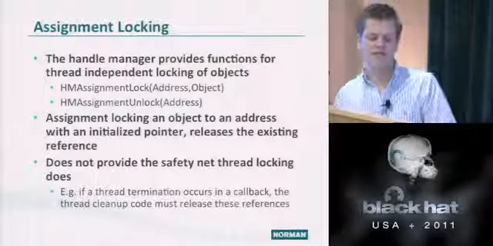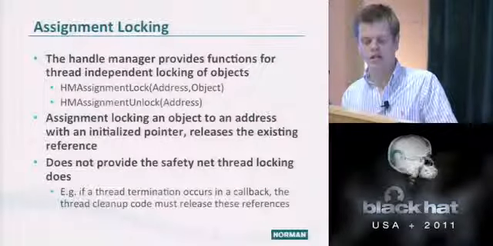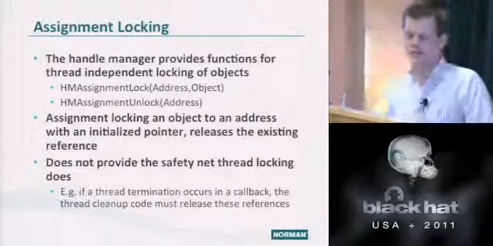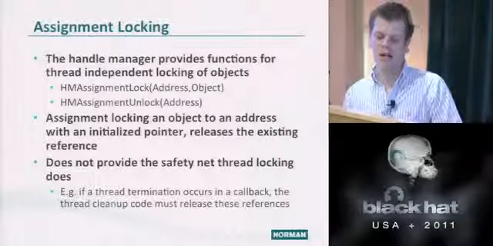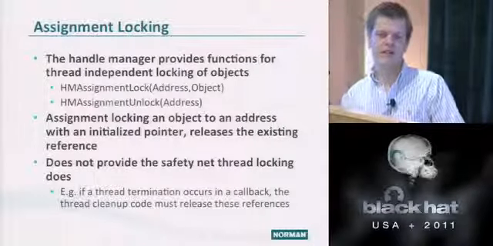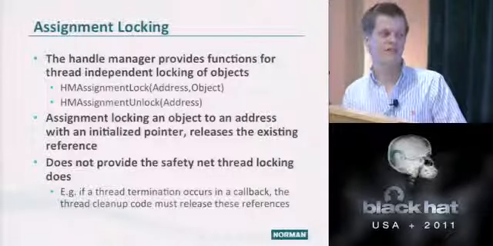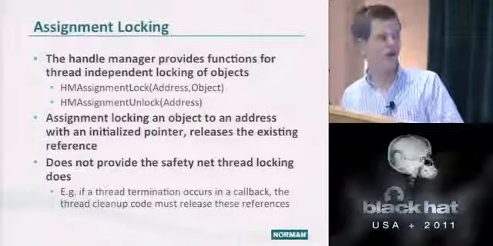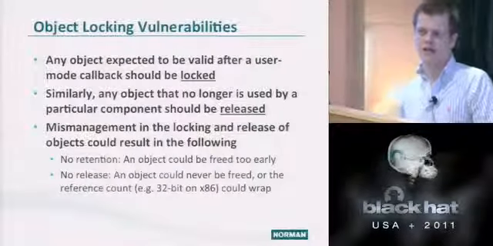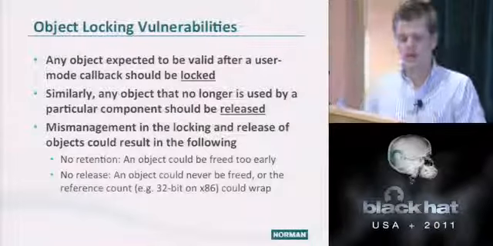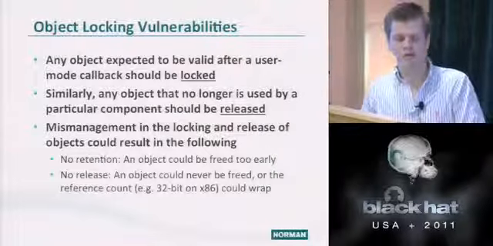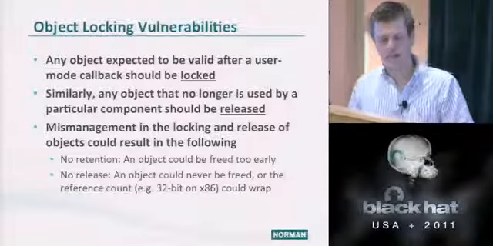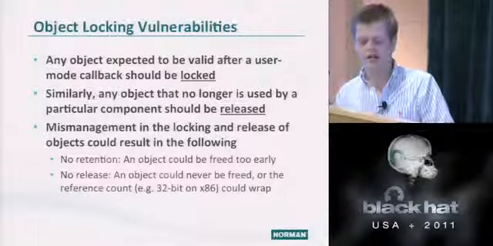And this functionality does not provide the same safety net, so to speak, that thread locking does, because if a thread terminates in a callback, the thread termination code itself has to release these references individually. If they fail to do this, we might have some inconsistency in the lock counting. So any object expected to be valid after user mode callback should be locked. Any object that no longer is used by a particular component should be unlocked or released.